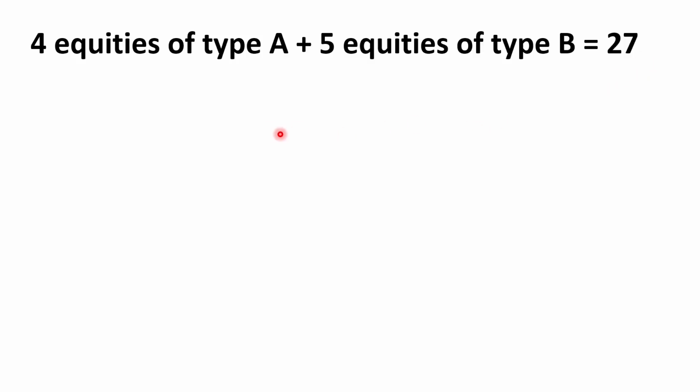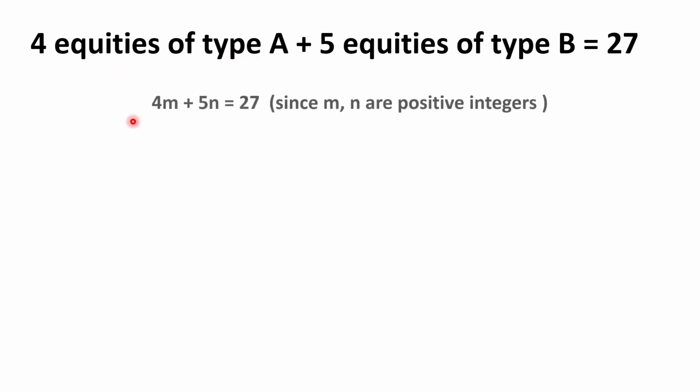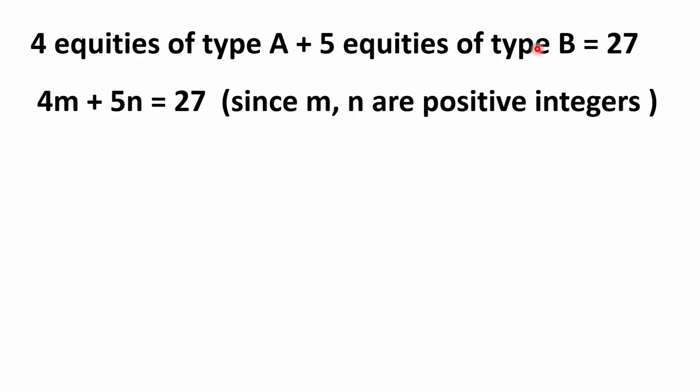Now let's say these equities of type A equal to M. So we can write this as 4M, and equities of type B equal to N. So this will become 5N. So the equation will become 4M plus 5N equal to 27. And since M and N are positive integers, this is also given in the question.